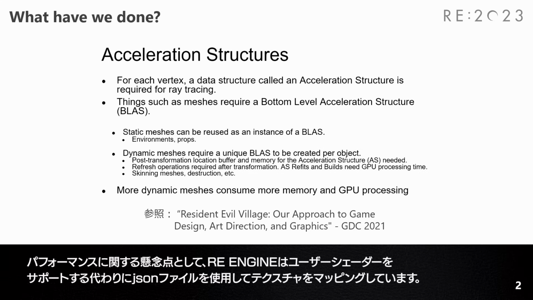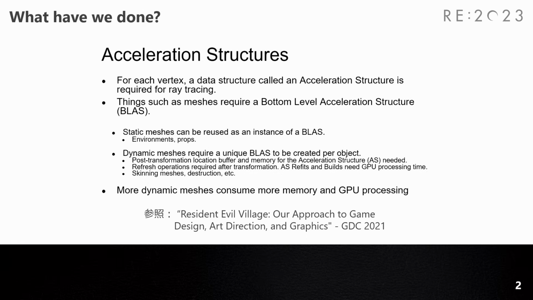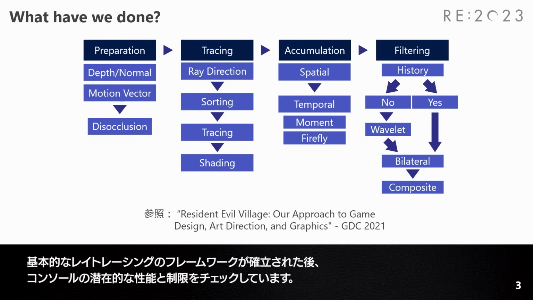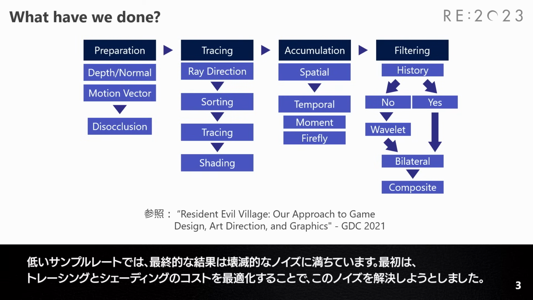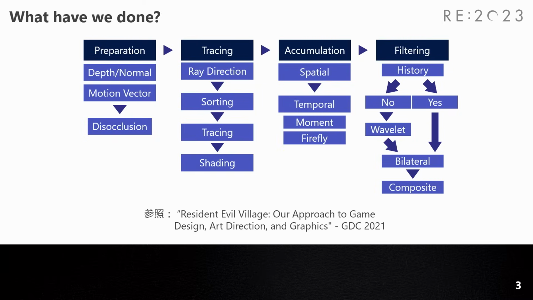As for performance concerns, RE engine uses a JSON file to map textures instead of supporting user shaders for ray tracing. As for me, after a basic ray tracing framework is established, the potential performance for consoles is checked and limited for ray tracing. With a low sample rate, the final results are full of devastating noise. I tried to solve this noise in the meantime, optimizing ray tracing and shading cost.